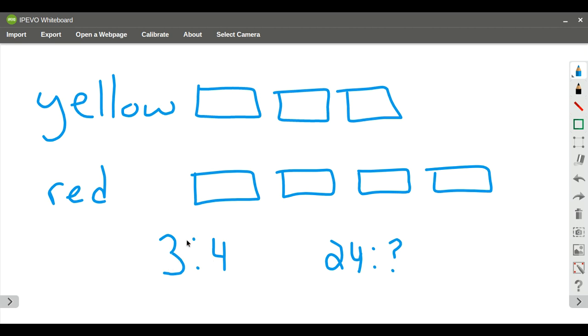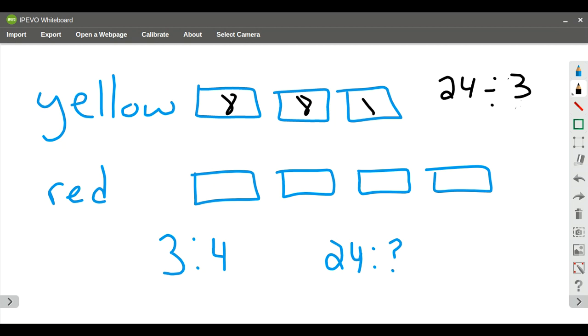I'm going to use this equivalent ratio to help me find it, and I'm going to model this using the drawings. So what I'm going to do is take this 24 and divide it by, sorry, 24 divided by 3, because our ratio is 3 to 4. So 24 divided by 3, which as you may have guessed is 8.